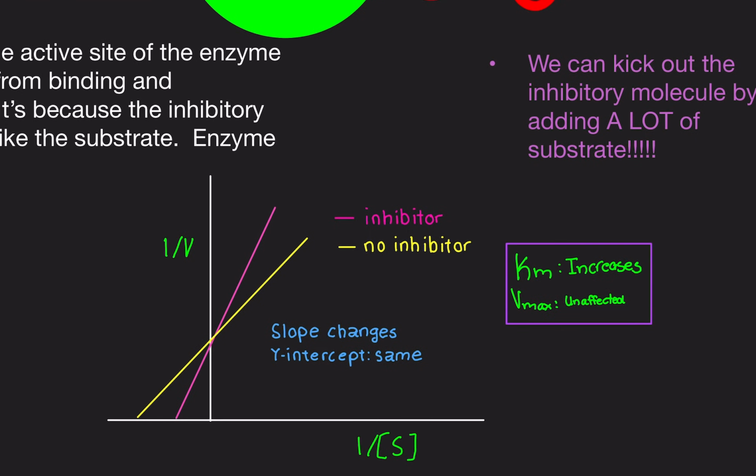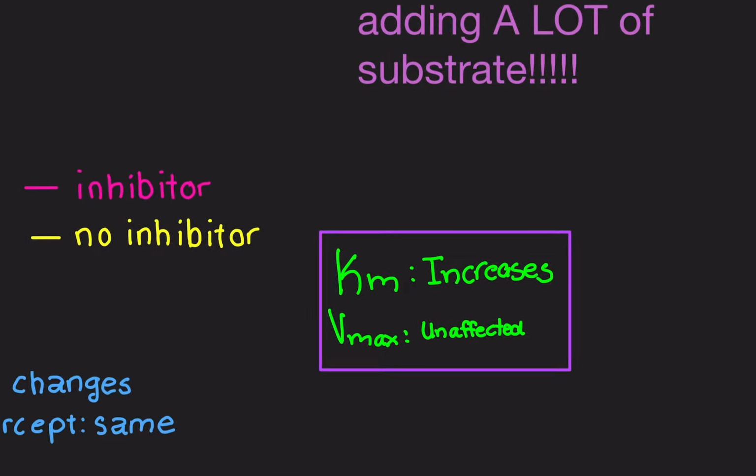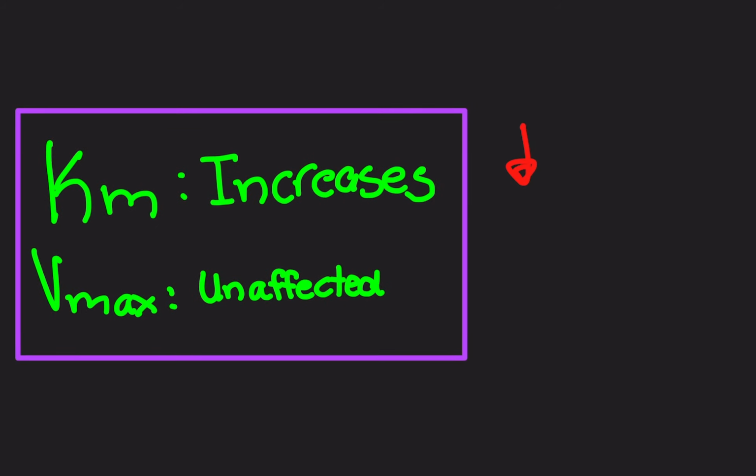So let's look at the Lineweaver-Burk plot. The yellow line is the non-inhibitor, so basically absolutely normal, like the wild type. The inhibitor is in pink. Notice that we have a slope change. We get steeper, but the y-intercept is the same. So what's happening is the Km increases. Km increasing is the same thing as saying lower binding affinity.